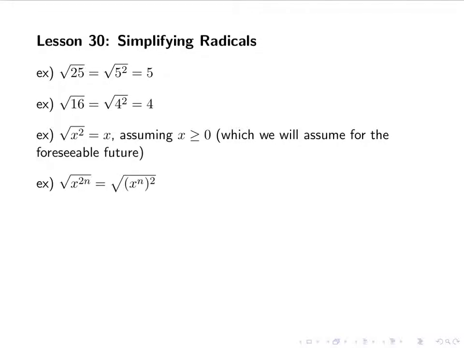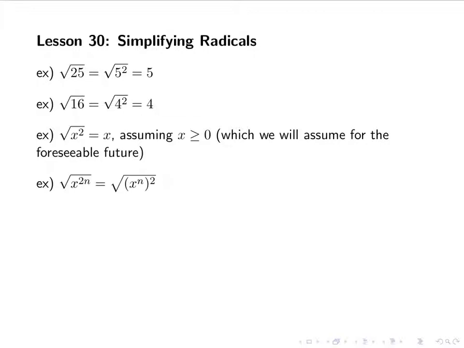Using the rules of exponents, I can rewrite x to the 2n as x to the n squared. So remember, rules of exponents will tell me that in order to do x to the n squared, I'm going to multiply my exponents, and I'm going to get back what I started with, x to the 2n. So these two things are equal.